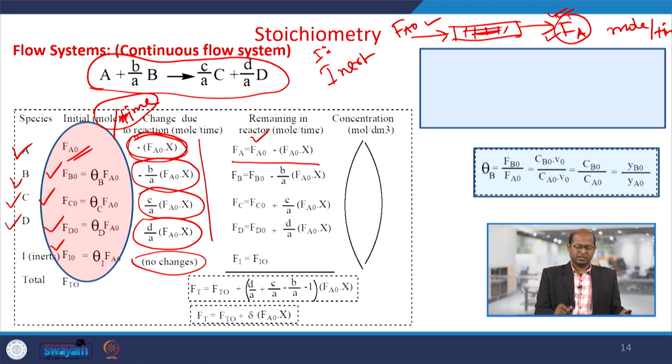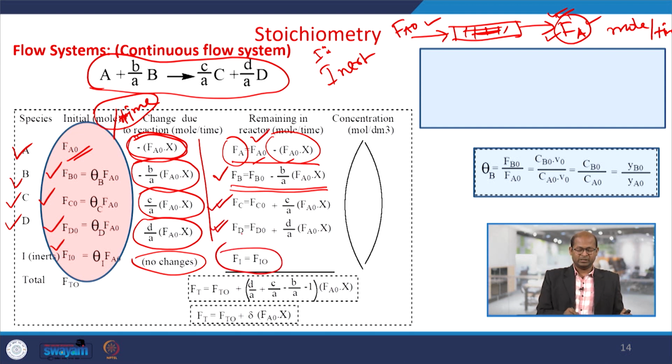Initially it was this, and that much amount takes part in the reactions. If we subtract this from this, then that would be the number of moles leaving from the reactor. Similarly, for component B also we can write the number of moles per unit time, that is the change, or what remains coming from the outside of the reactor. We get this for component D, and in case of the inert component there is no change.